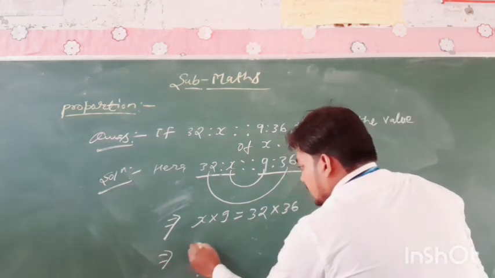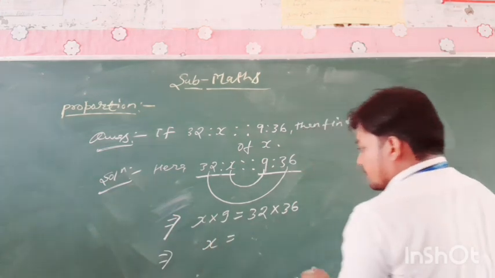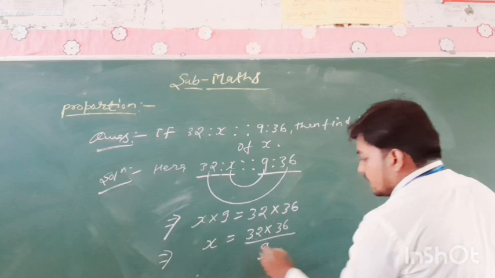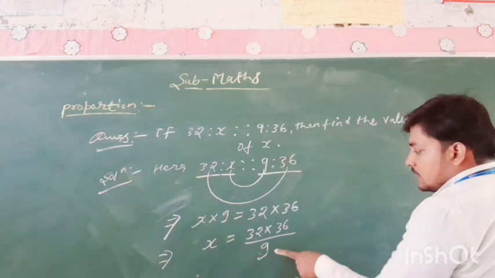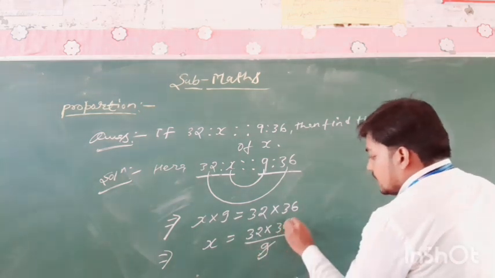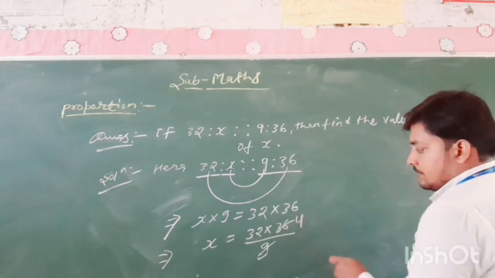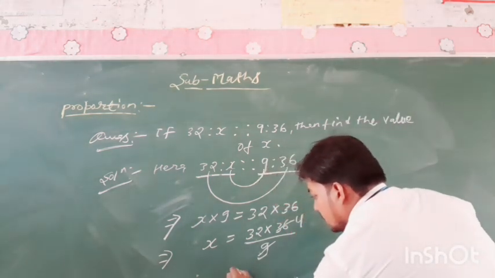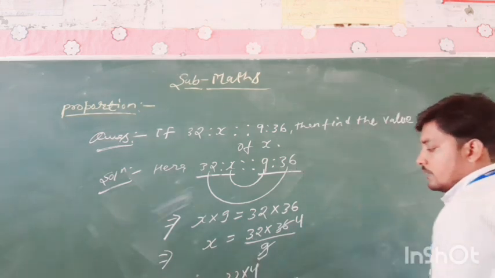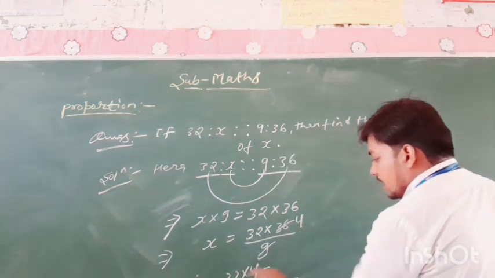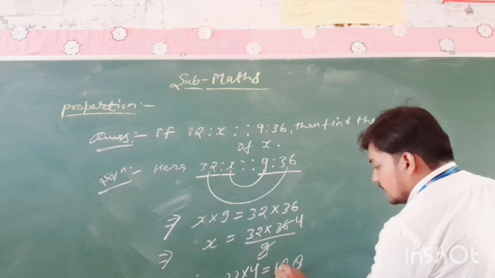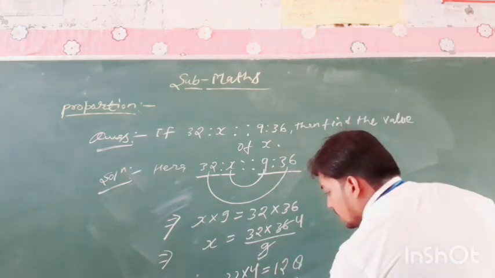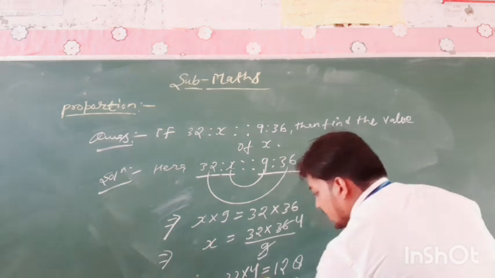This implies that x equals 32 into 36 upon 9. After simplification, 9 4s are 36. We get x equals 32 into 4, which is equal to 128. This implies that the value of x is equal to 128.